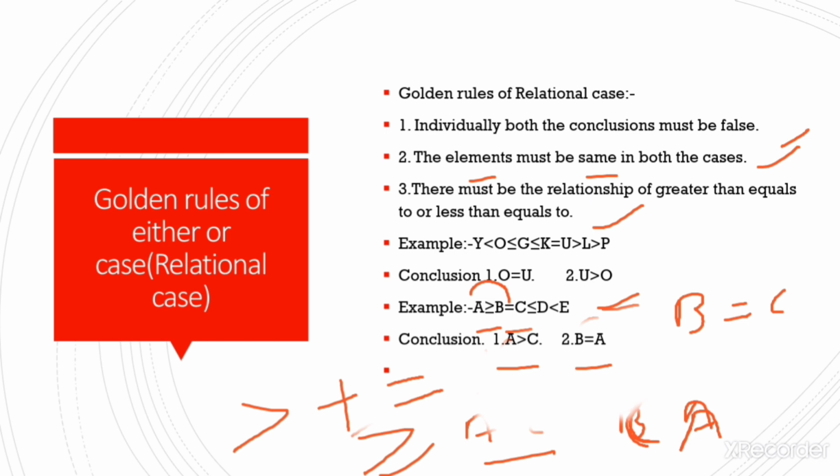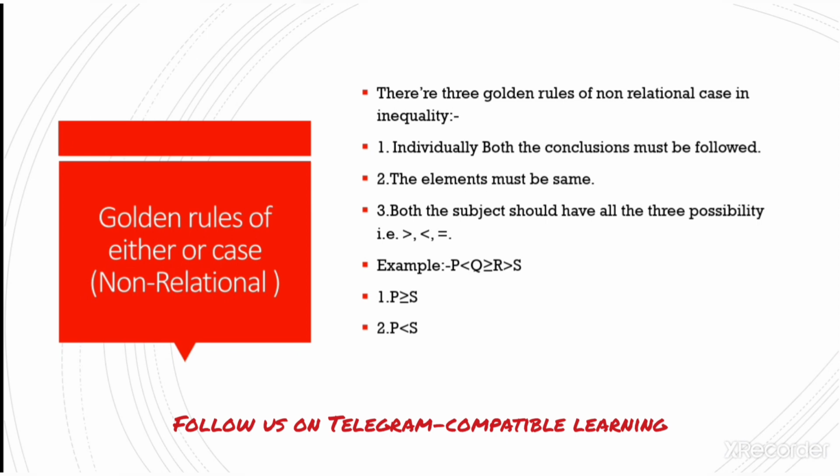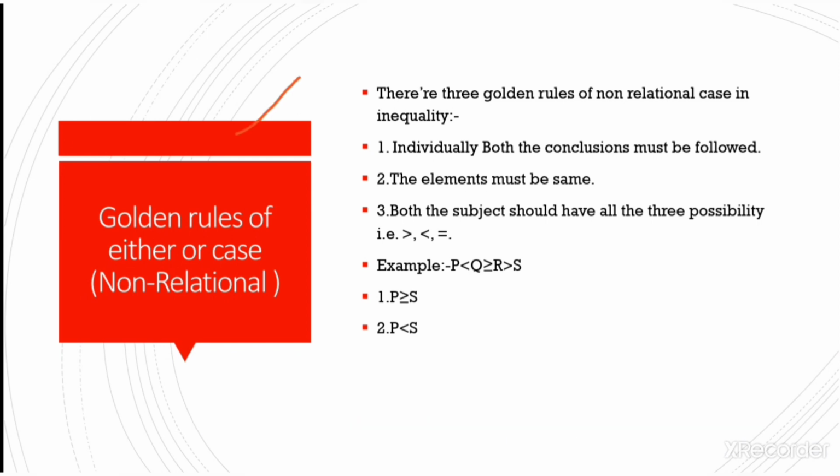Fine. So in this way the three conditions were fulfilled: the elements were same, the conclusions were wrong, and the relationship of greater than or less than is also maintained here. So in this option we have greater than is equal to. So in this way this particular statement is also an application of the either or case. Yeah. So the next is the non-relational case of either or.